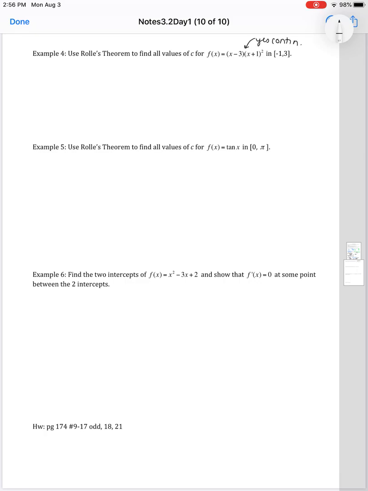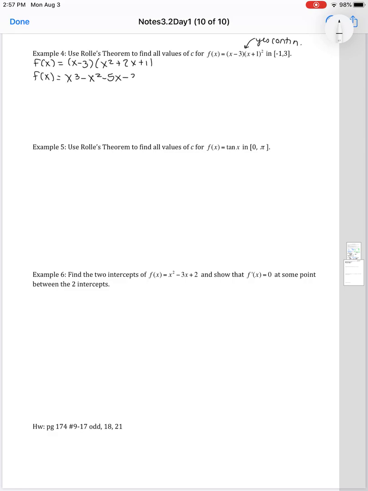All right, let's keep going. It says use Rolle's Theorem. We've got this function right here. It's a polynomial, so no matter what, yes, it's continuous, which means I can keep going. So in order to get the derivative, you have the option. You could do product rule, but you see you have power rule and chain rule incorporated. Or what you can actually do is just FOIL the whole thing out. It does make it easier.